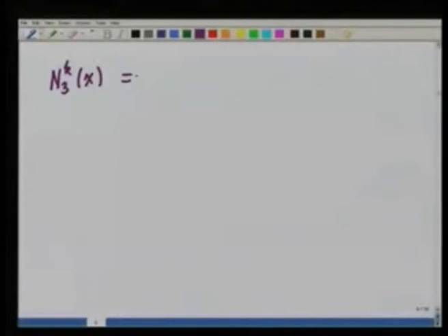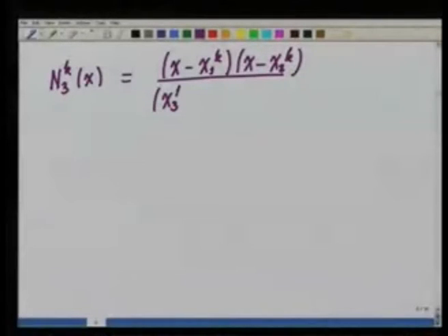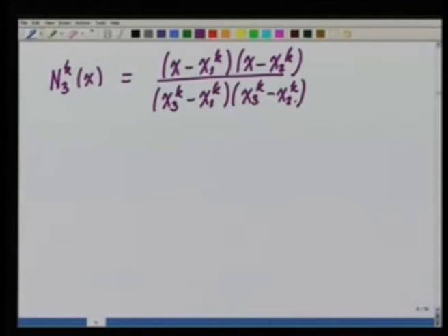Similarly, n3k by the same token can be written as x minus x1k into x minus x2k, divided by x3k minus x1k into x3k minus x2k. So we have constructed the 3 functions at the element level which satisfy the 3 requirements we have imposed as far as the values are concerned.